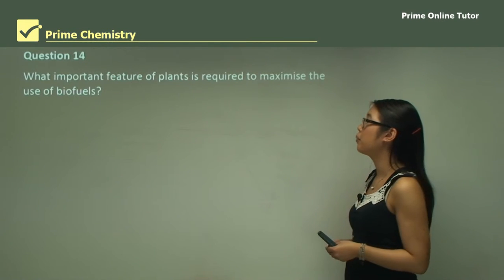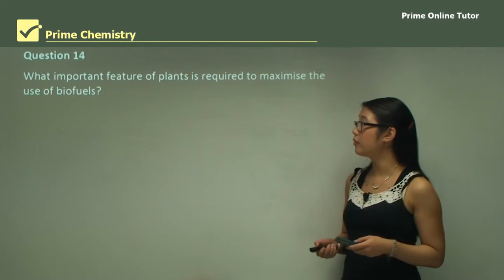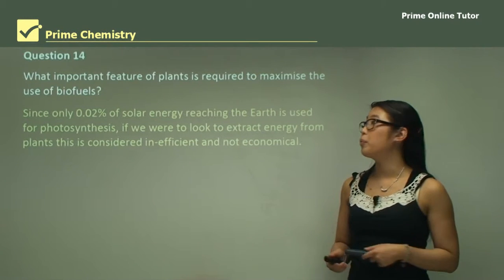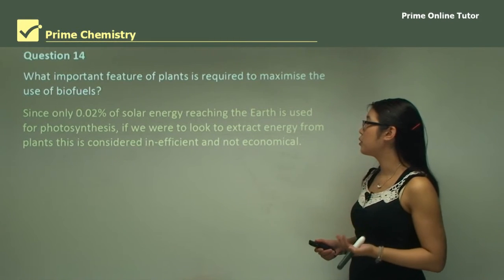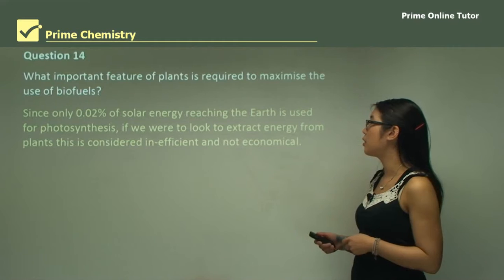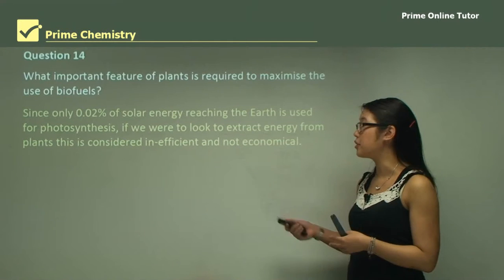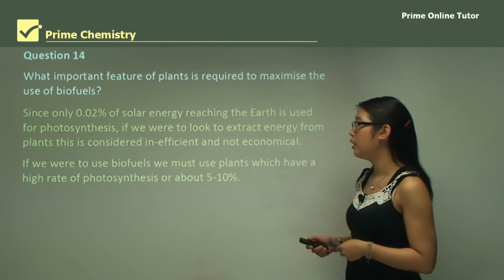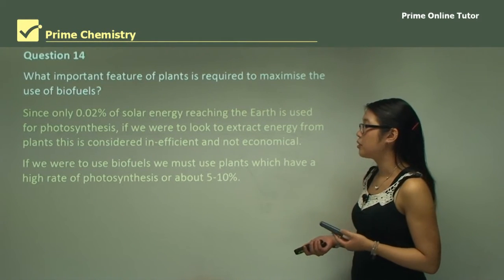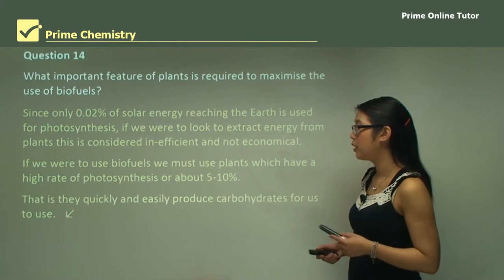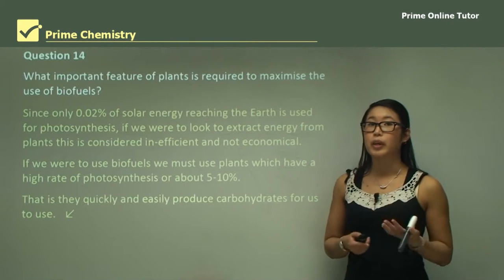Question 14. What important feature of plants is required to maximize the use of biofuels? Since we said that only 0.02% of solar energy reaching the Earth's surface is used for photosynthesis, if we want to use this energy from photosynthesis, we need to consider it as inefficient because we're not using all the light in photosynthesis, and it's not economical. If we want to use biofuels, we must use plants which have a higher rate of photosynthesis. So we look at about 5 to 10%. That is, they quickly and easily produce carbohydrates for us to use by using solar energy.